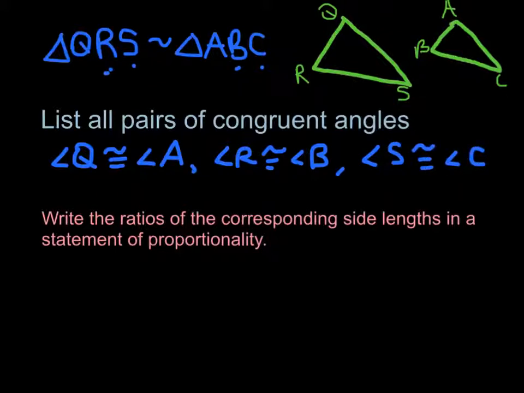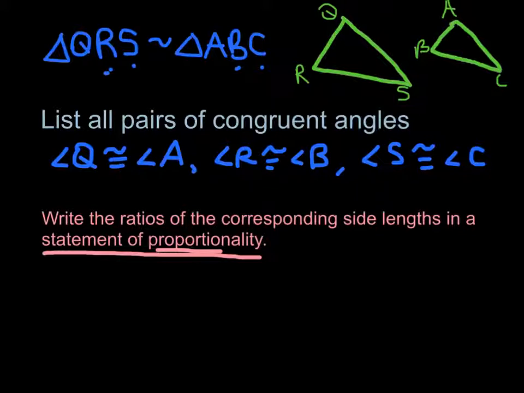Alright, then this part is going to be different, and important that you write down. Write the ratios of the corresponding side lengths in a statement of proportionality. Make sure you write that down. Because we're going to name the sides but write them in a proportion. Notice a statement of proportionality, so proportion is what we're looking for there.